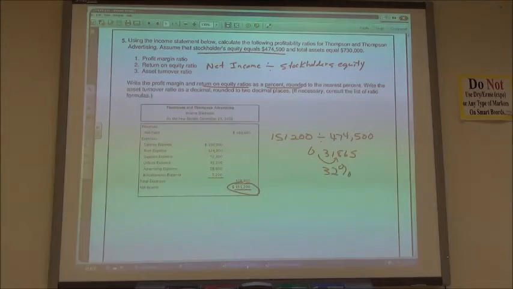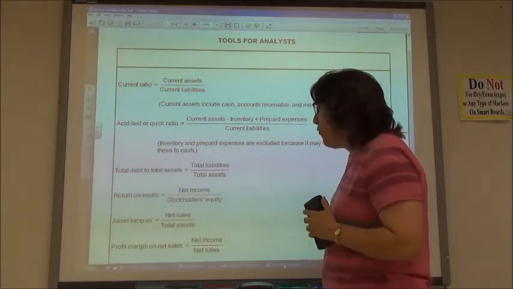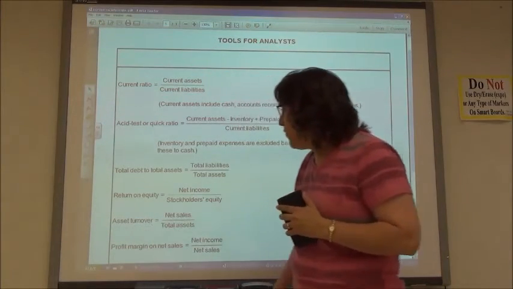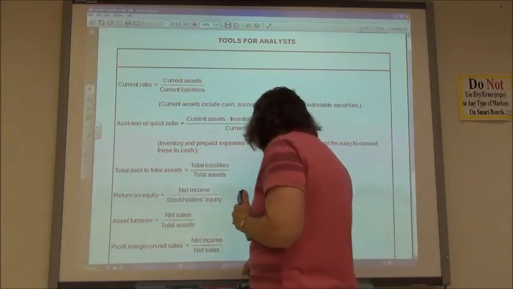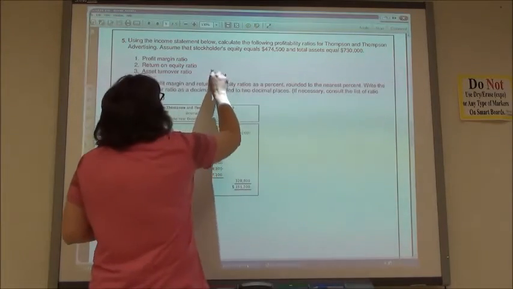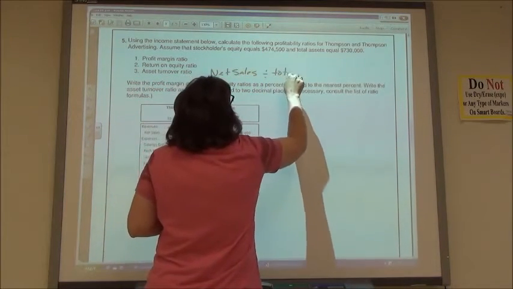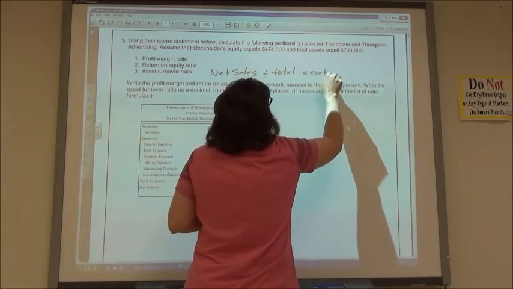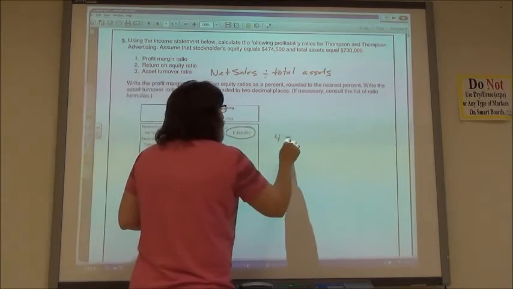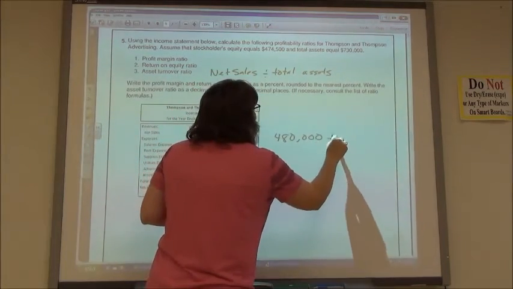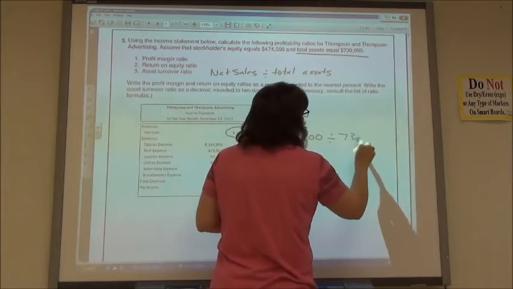And then the third one wants us to do the asset turnover ratio. So going over to our formula, the asset turnover ratio says net sales to total assets. Net sales to total assets. So my net sales was up here, 480,000. I'm going to divide that by the total assets. The total assets were up there, 730,000.